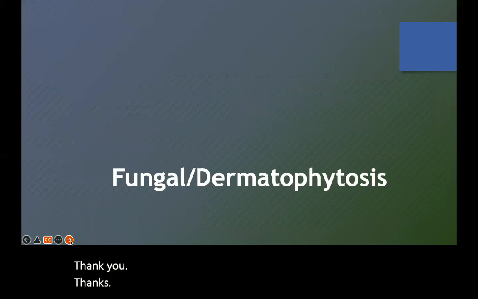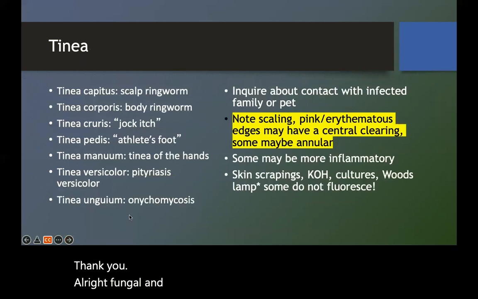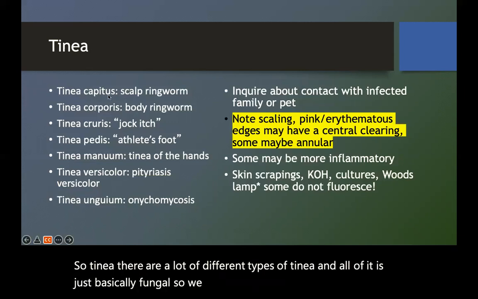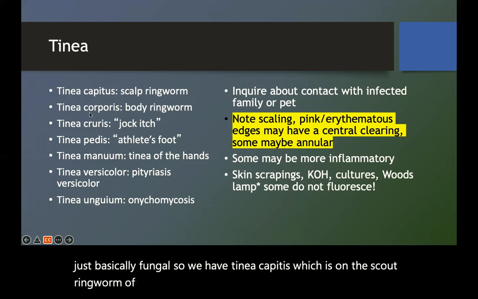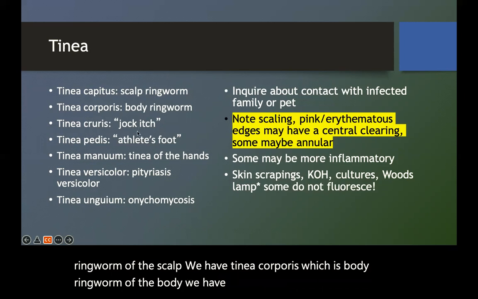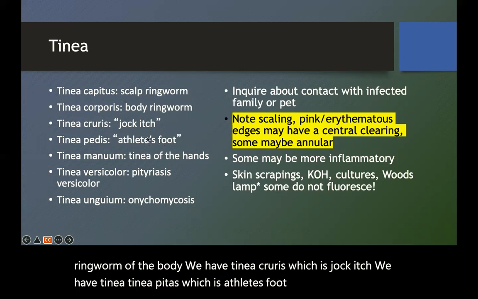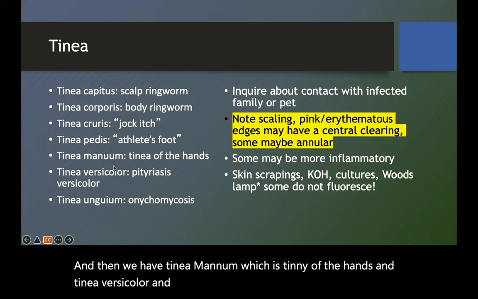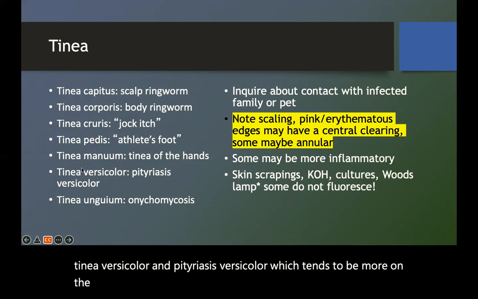All right, fungal infections and dermatophytosis. So tinea, there are a lot of different types of tinea, and all of it is basically fungal. We have tinea capitis, which is on the scalp, ringworm of the scalp. We have tinea corporis, which is ringworm of the body. We have tinea cruris, which is jock itch. We have tinea pedis, which is athlete's foot, and then we have tinea manuum, which is tinea of the hands, and tinea versicolor, or pityriasis versicolor, which tends to be more on the back, a diffuse fungal rash on the back, but it can extend to the front.